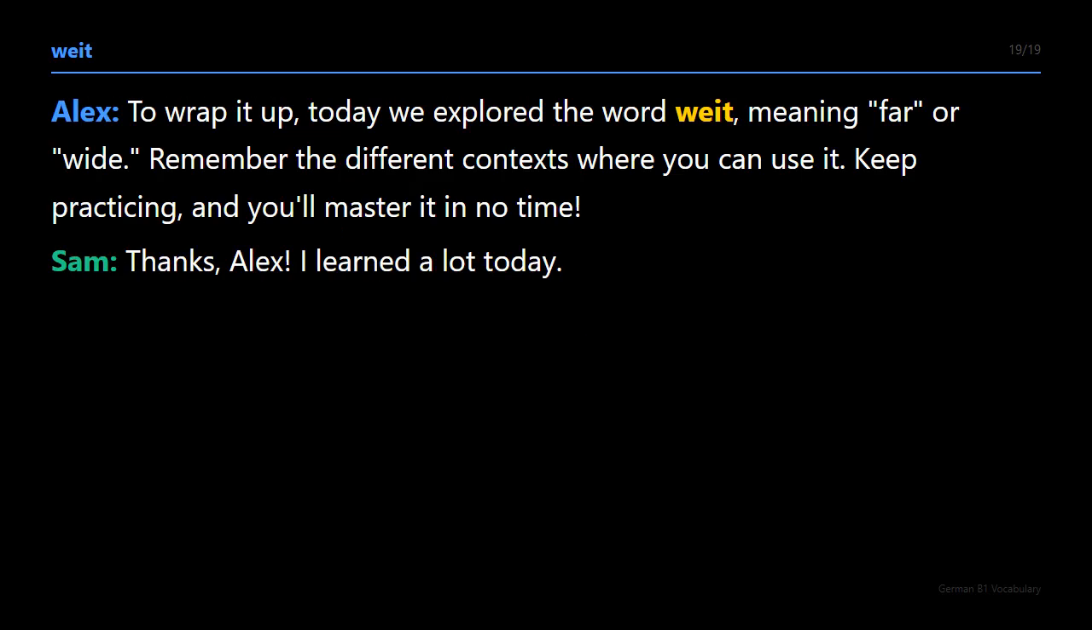To wrap it up, today we explored the word weit, meaning far or wide. Remember the different contexts where you can use it. Keep practicing, and you'll master it in no time.